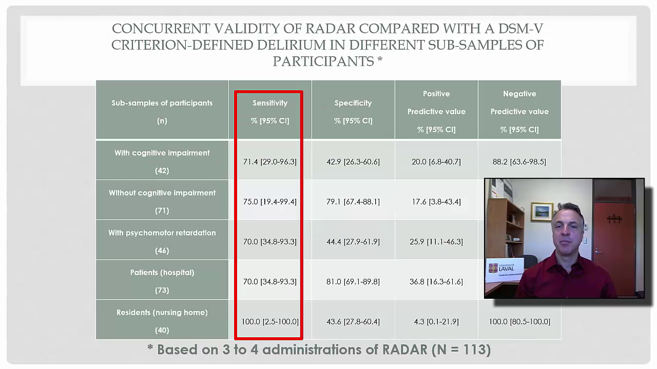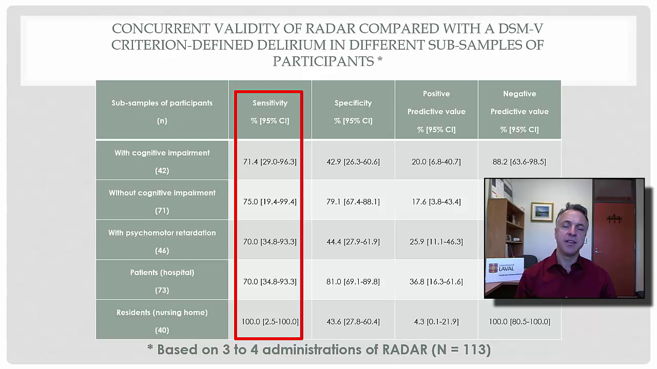Another aspect very important when you study a tool that wants to detect delirium is how it performs in subsamples of participants. Because, for instance, we know that many tools are not validated with patients with dementia or cognitive impairments, or that some tools don't perform as well to detect hypoactive delirium, for instance.